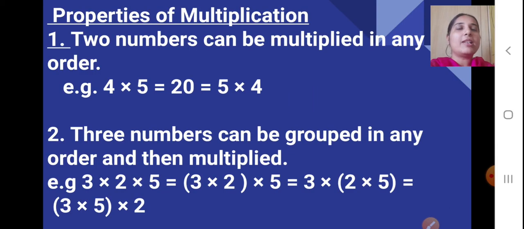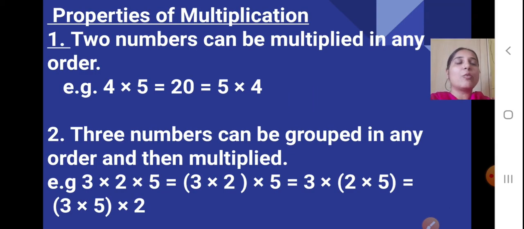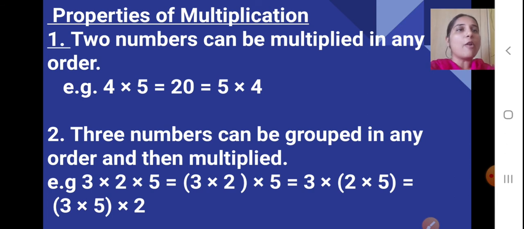So children, last class we discussed what is multiplication, what is multiplicand, what is multiplier, then how do we write the tables. So today we are going to see the properties of multiplication. So what are the properties of multiplication?